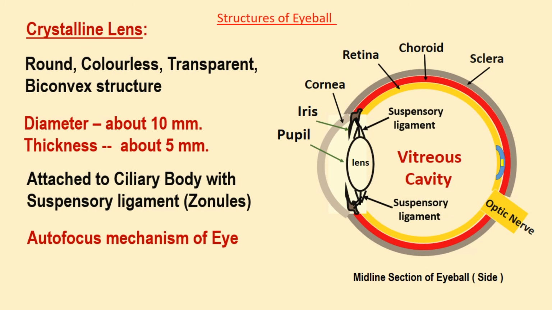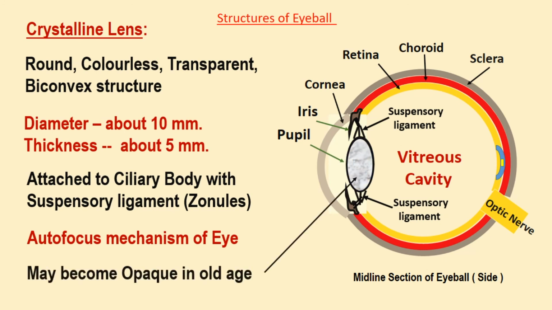In old age and some other eye conditions, the normally transparent lens may become opaque, and as a result, there can be blurring of vision or impairment of vision.